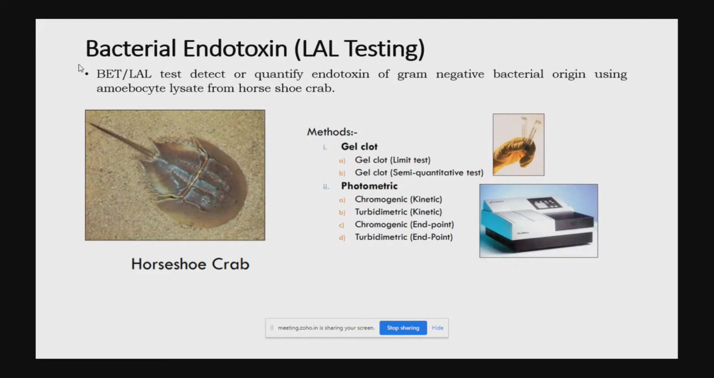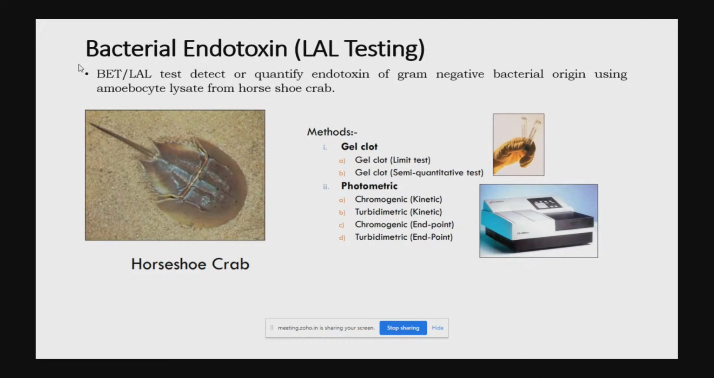So how is the endotoxin test performed in the industry? There is the horseshoe crab, an Atlantic sea animal. In the market, LAL reagent is available. What is LAL? Limulus amoebocyte lysate. It's horseshoe crab blood. They take that horseshoe crab blood, centrifuge it, and prepare the LAL solution. And there is a standard endotoxin available in the market, the control standard endotoxin.